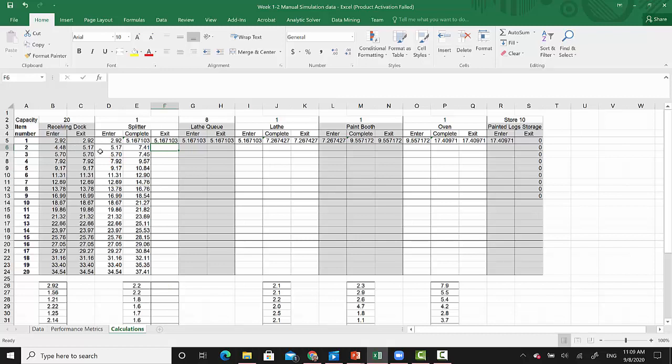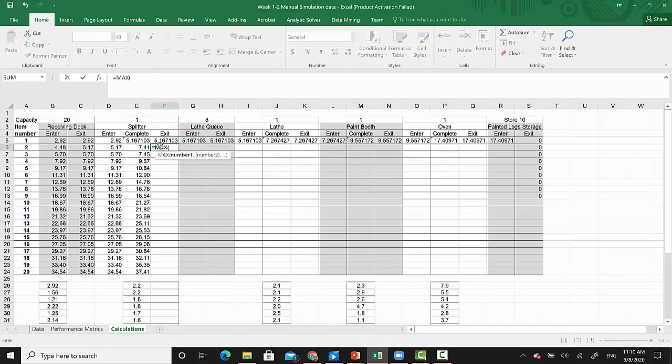Okay, this time one thing we need to pay attention to is that the lace queue has a capacity of 8. What does that mean? Does this exit time of the second item depend on when it's complete and also when the previous item leaves the lace queue? Is this right? Think about it.